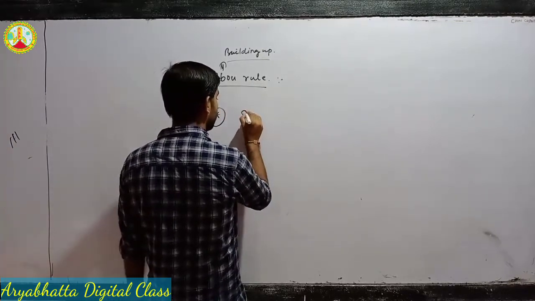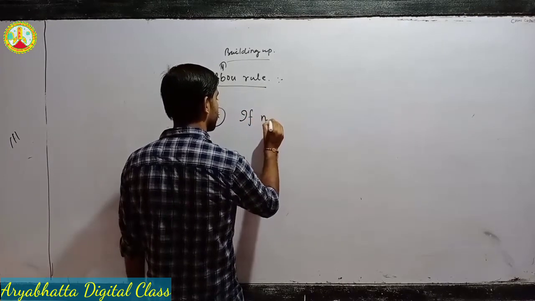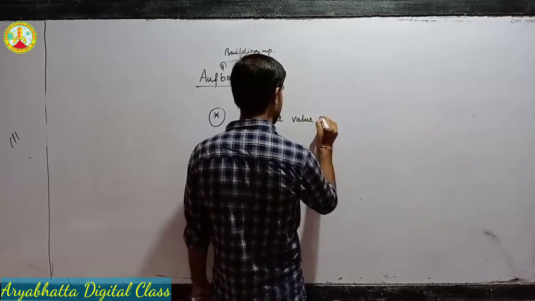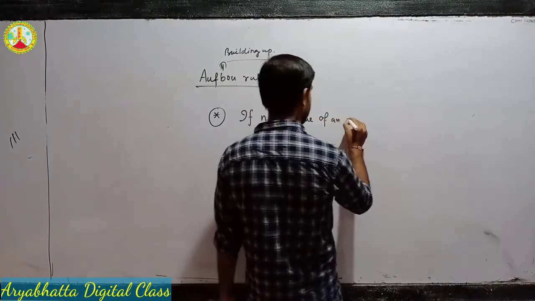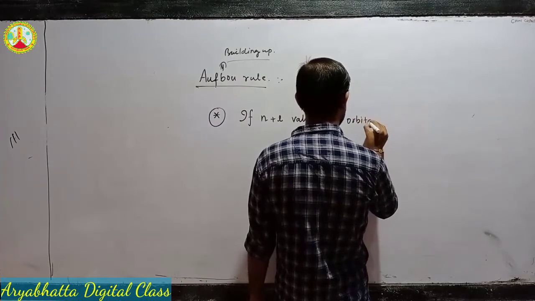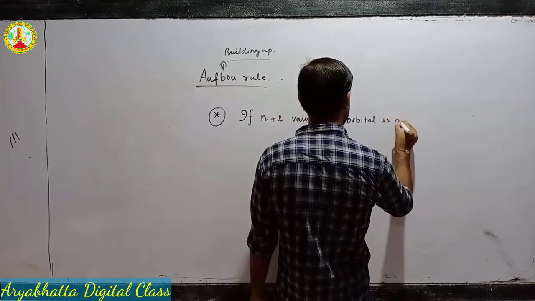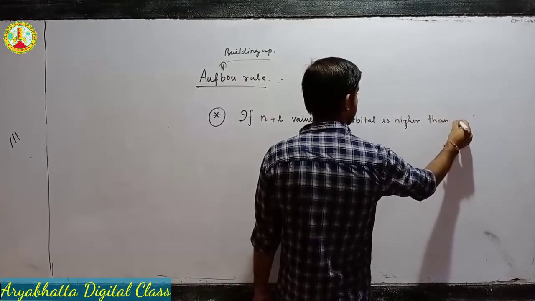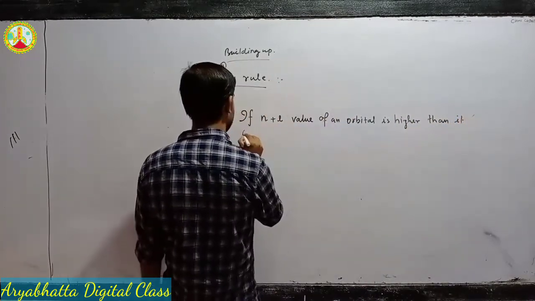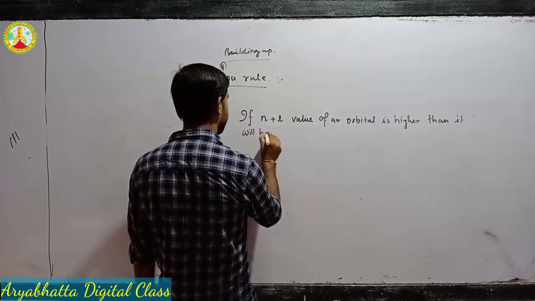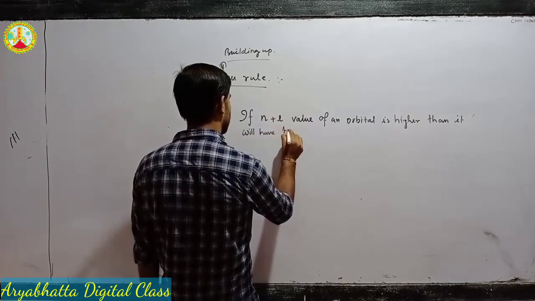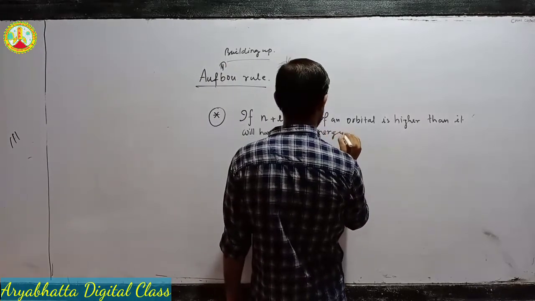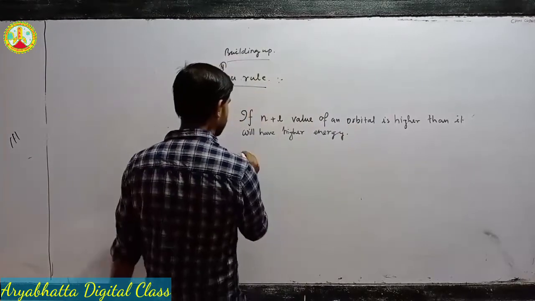First, if the n plus L value of an orbital is higher than another, it will have higher energy. Let's see one example.